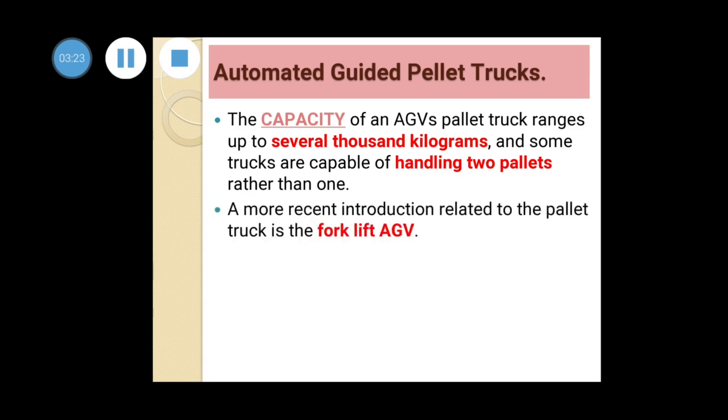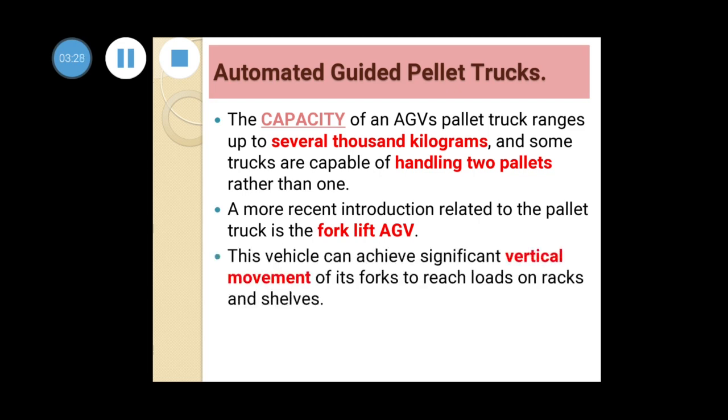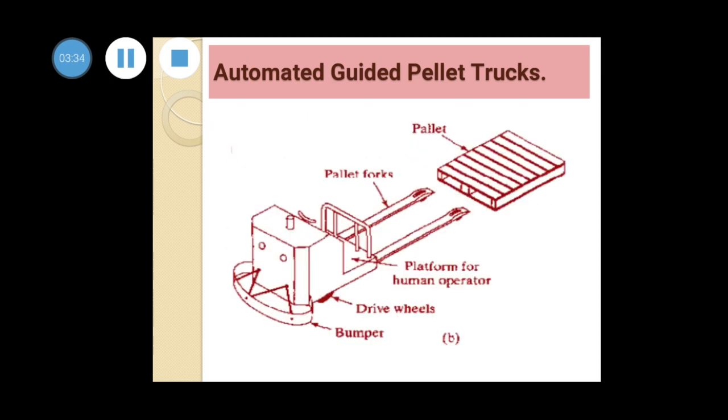A more recent introduction related to the pallet truck is a forklift AGV. This vehicle can achieve significant vertical movement of its forks to reach loads on racks and shelves. You can see this is an automated guided pallet truck where the pallet is lifted by the fork and by the human operator. There are drive wheels and a bumper to move the pallets along the route.